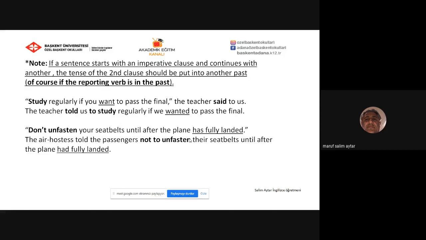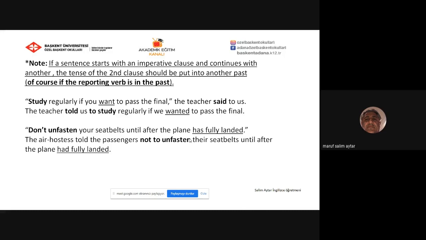Note, if a sentence starts with an imperative clause and continues with another, the tense of the second clause should be put into another past, of course, if the reporting verb is in the past. Study regularly if you want to pass the final, the teacher said to us. The teacher told us to study regularly if we wanted to pass the final.